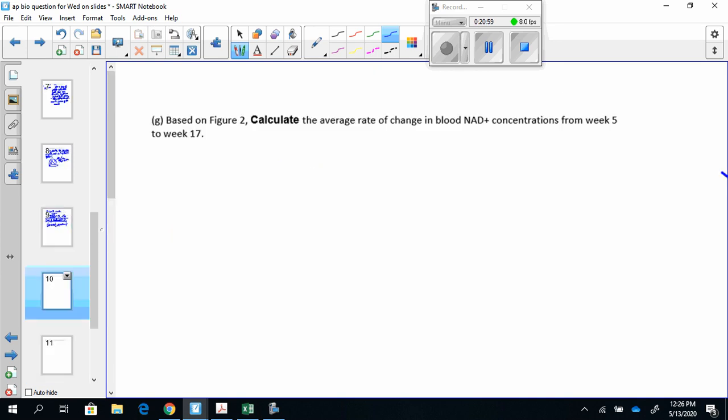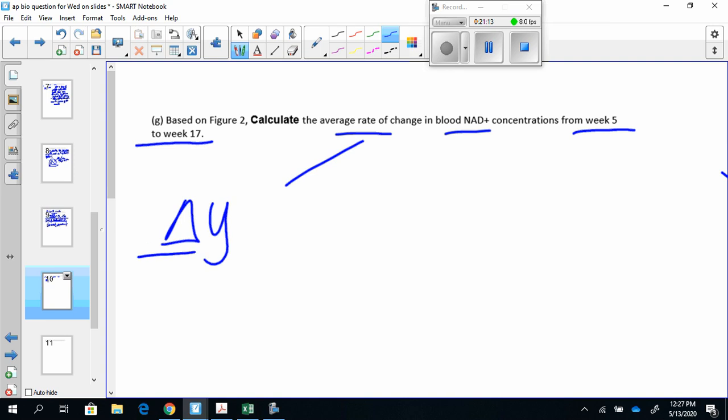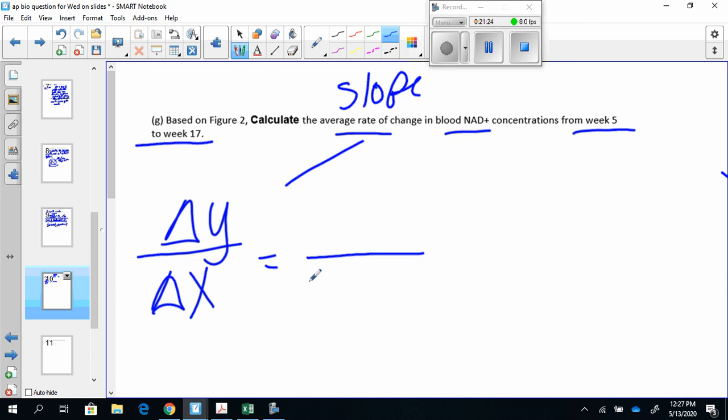All right, next one. Based on figure 2, calculate the average rate of change in blood NAD plus concentration from week 5 to week 17. Okay, if I want a rate, I want change in Y over change in time. Change in time was on the x-axis, so I always do slope. Anytime they ask me for rate, I do slope. So I already know the bottom is going to be from week 17.